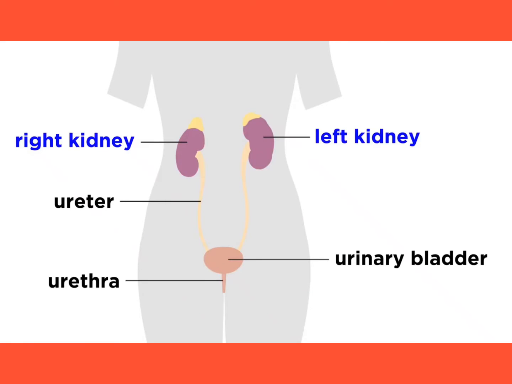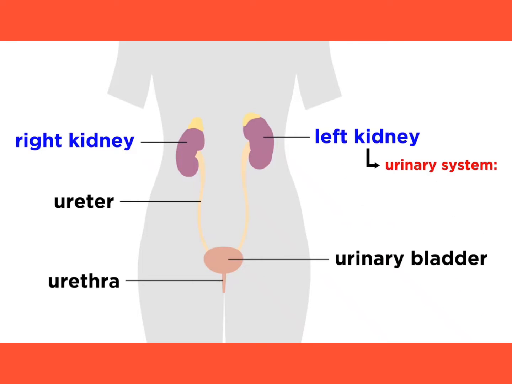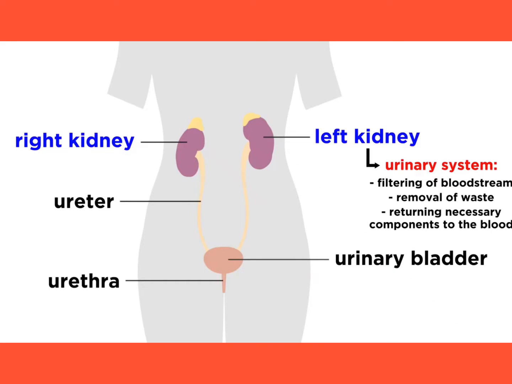The chief organ in the urinary system is the kidneys. These perform an impressive array of tasks, including the regulation of the volume of water, the concentration of various solutes in that water, blood pH, as well as the production of erythropoietin. But the functions that will be important for the urinary system will be the constant filtering of the bloodstream, removing toxins and waste, while returning necessary components back to the blood.